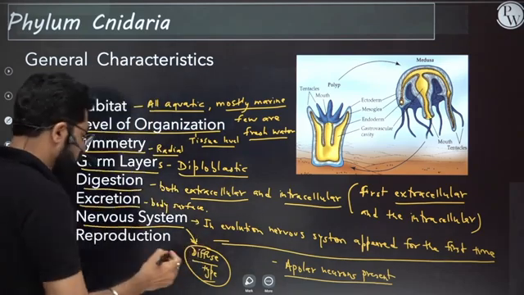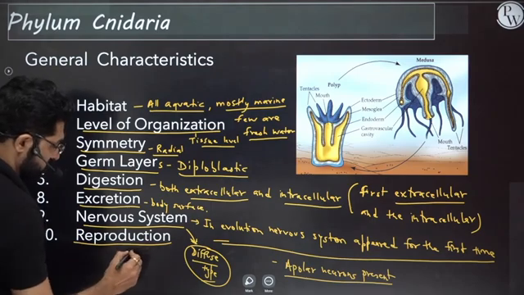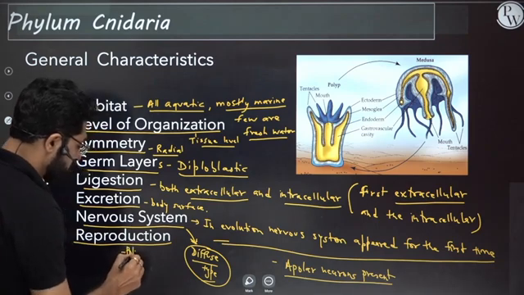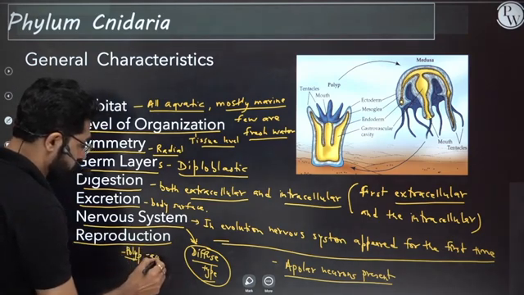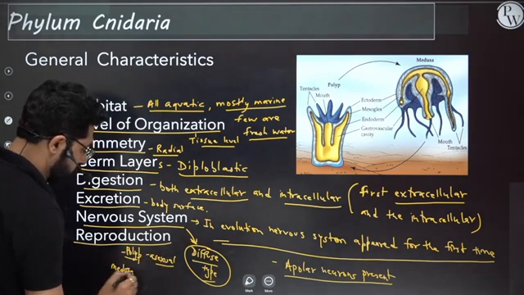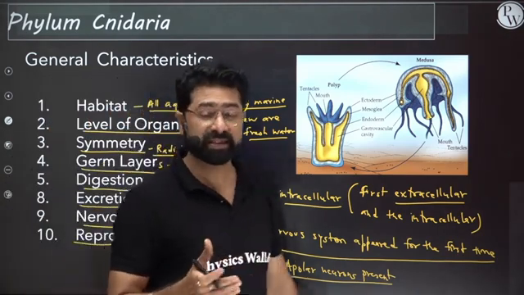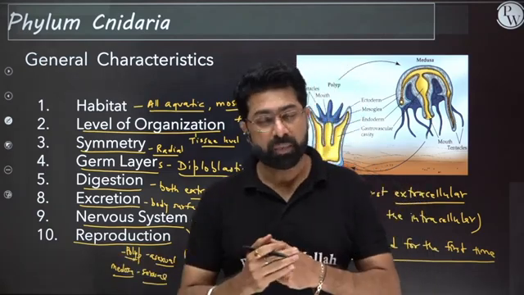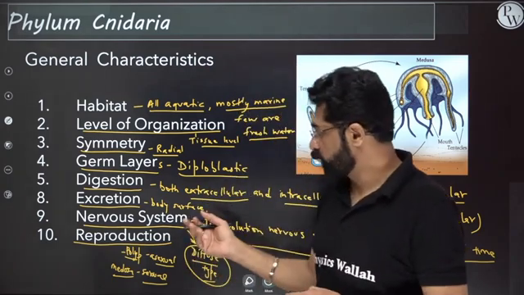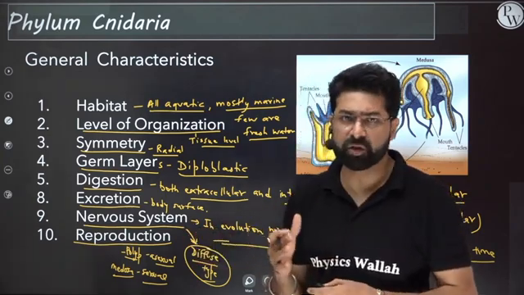Clear? Reproduction now. They usually reproduce by sexual process. But in polyp it's asexual. So polyp has asexual reproduction, and medusa reproduces by sexual reproduction. Is it clear with you? Medusa reproduces by sexual means and the polyp reproduces by asexual means. Clear to you? Let's move. Development is indirect in them. They have larval stages also.